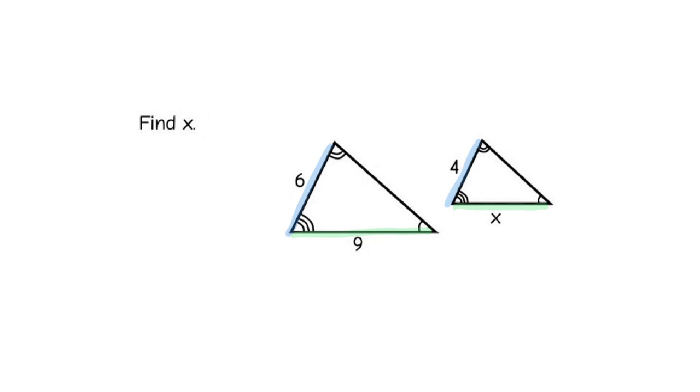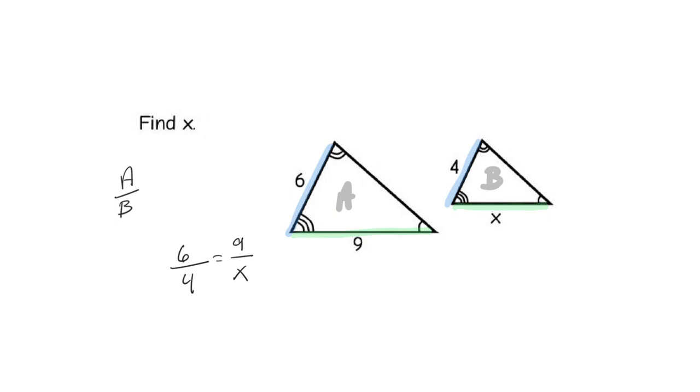So maybe I want to call this triangle A and triangle B. And maybe I want to go A over B when I set up the sides, right? So I'm going to go 6 over 4, because 6 is that side on the big triangle, 4 is that side on the little triangle. 9, again the side on the big triangle, so it would be 9 over x.